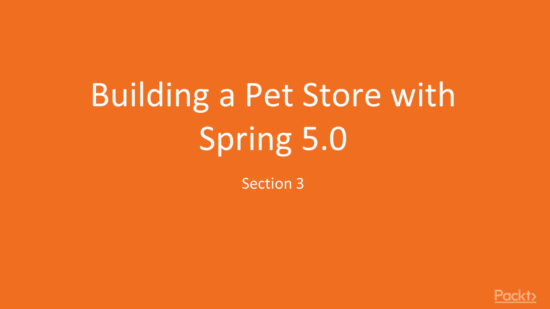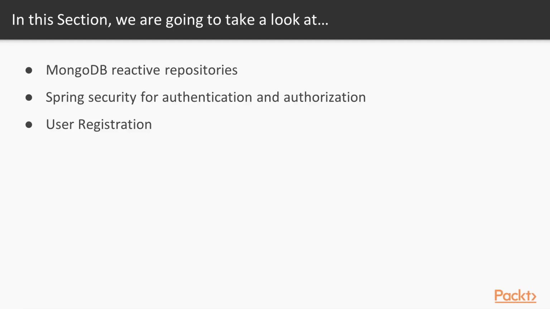In this session, we are going to build a pet store service. We are going to take a look at MongoDB reactive repositories. We're going to learn how to use the Spring Data repository abstraction with reactive API, and Spring Security for authentication and authorization. We're going to learn how to use Spring Security to authenticate and authorize users to specific APIs. And we're going to build a user registration mechanism to allow new users in the system.